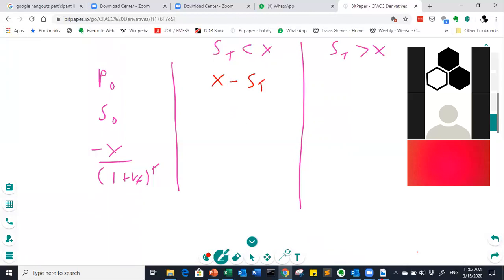The asset was initially worth S naught. Now it's going to be worth ST. This was because you bought the asset at the spot market at time naught, S naught. Now the asset is worth ST in this particular situation. And the present value of the exercise price, so you have borrowed this amount of money.